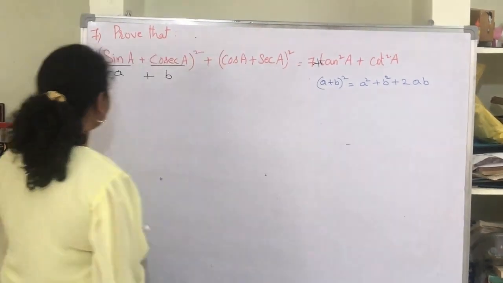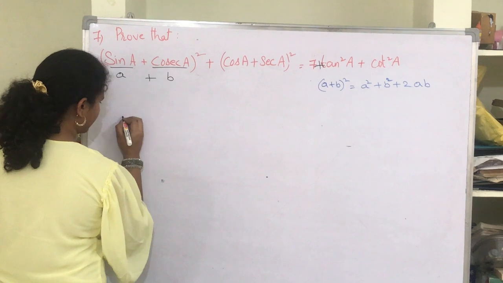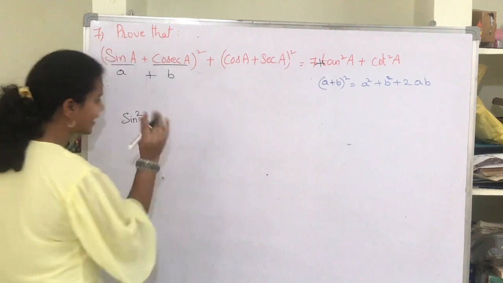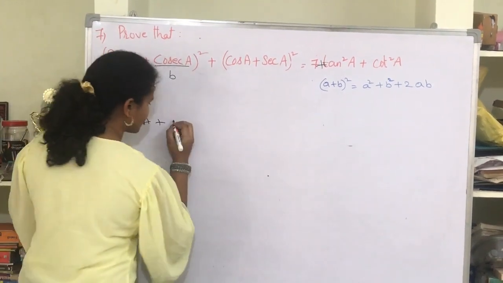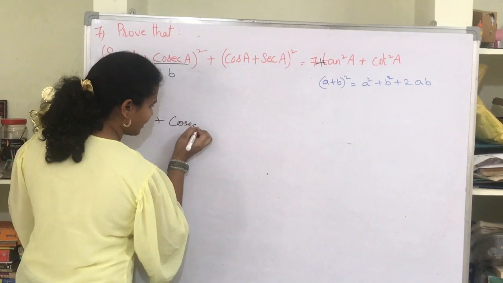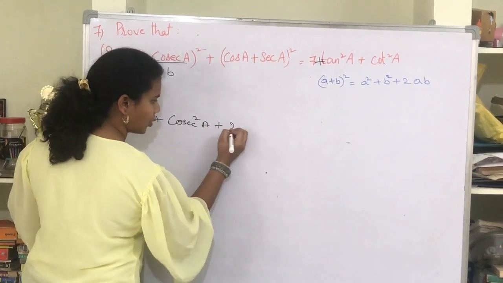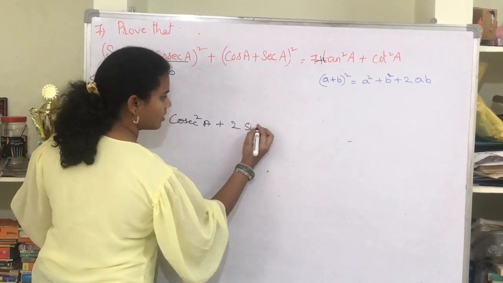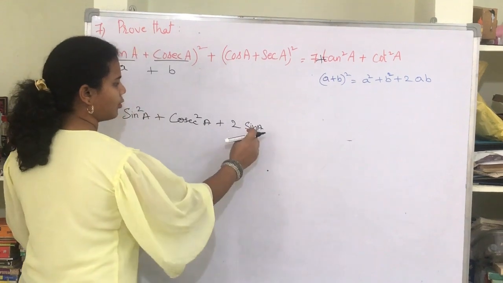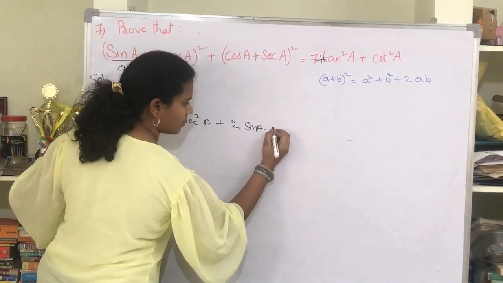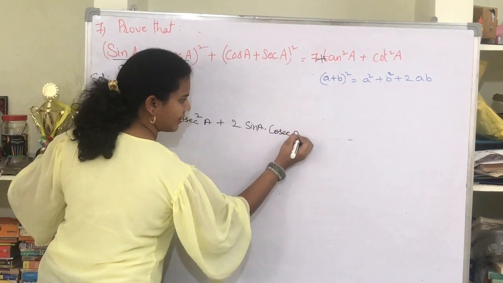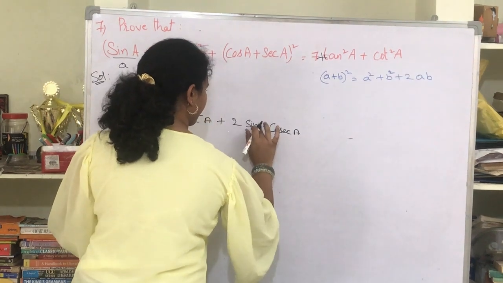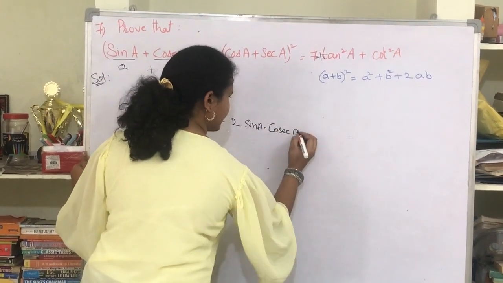By using this, we can write A square as sin square A, B square as cosecant square A, plus 2AB, which is 2 sin A into cosecant A.